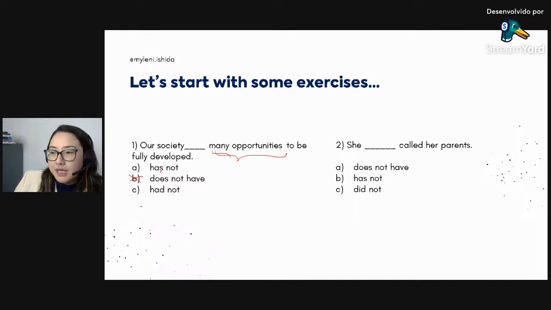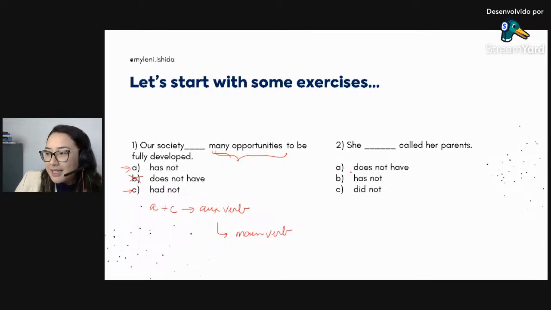If you choose has not or had not, they are, in this case, the verb have in A and C. The verb have is an auxiliary verb. If you have an auxiliary verb, you need a main verb after it, okay? In this case, I don't have a main verb. I have many opportunities. This is a noun phrase, right?